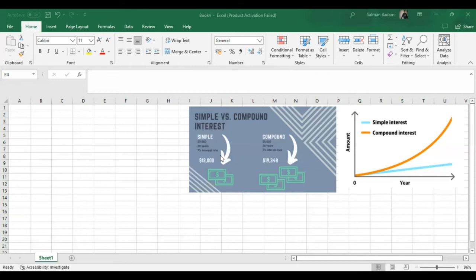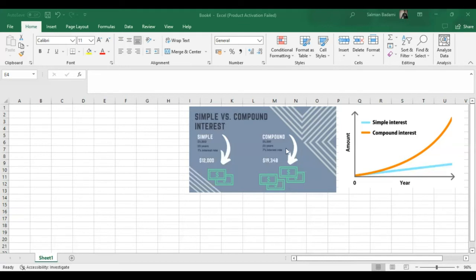Over the period of 20 years, he will be accumulating $12,000, which means at the end of 20 years, his account balance will be $12,000, assuming the interest rate stays constant at 7%. So over a 20 year time period, he will be generating a total amount of $12,000.